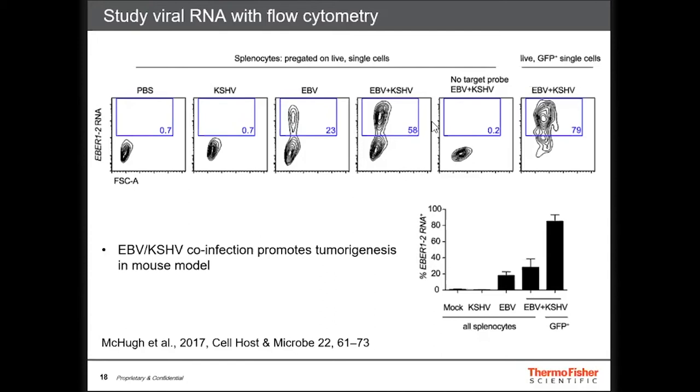And when they go on to not only co-infect with both, but also gate on just the live GFP positive, so these GFP positive are the cells that are positive for KSHV, they can see even a greater enrichment of cells expressing these transcripts in those populations too, and that's quantified down here. So this is a little bit more cancer-focused example on how people are using PrimeFlow to look at viral RNA. But we've got lots of researchers studying other viruses.